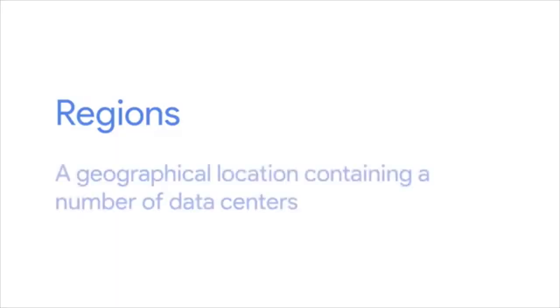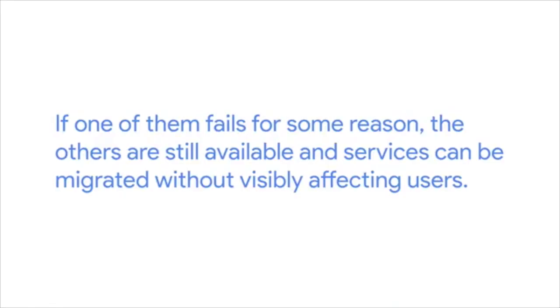When you set up cloud resources, you'll need to consider regions. A region is a geographical location containing a number of data centers. Each of these data centers is called a zone, and each zone is independent of the others. If one of them fails for some reason, the others are still available and services can be migrated without visibly affecting users. Large cloud providers usually offer their services in lots of different regions around the world, and which region you choose will mostly depend on where your users are located.